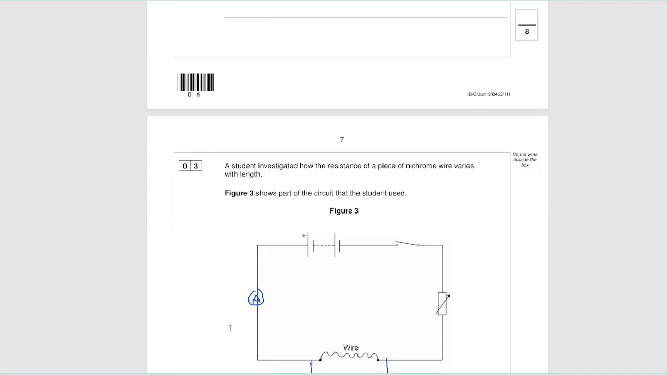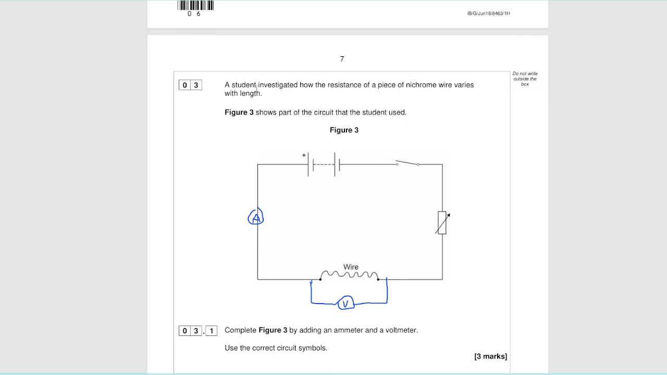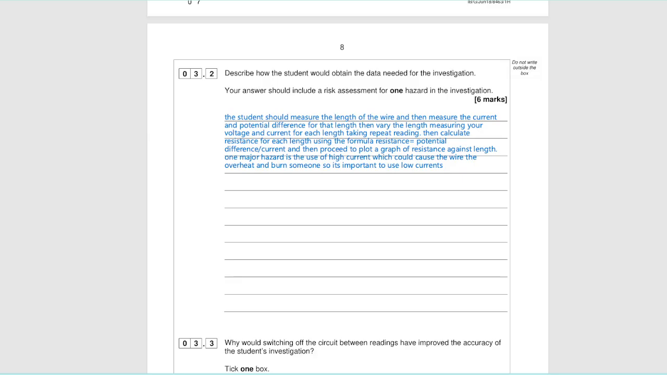Okay, now moving on to question 3. A student investigated how the resistance of a piece of nichrome wire varies with length, and we're shown parts of the circuit that the student used, and we're asked to complete figure 3 by adding an ammeter and a voltmeter. And as you remember, a voltmeter goes in parallel with the thing you're measuring, and an ammeter goes in series. So that's what I've done. The voltmeter is a little circle with a V in the center, and an ammeter's a little circle with an A in the center.